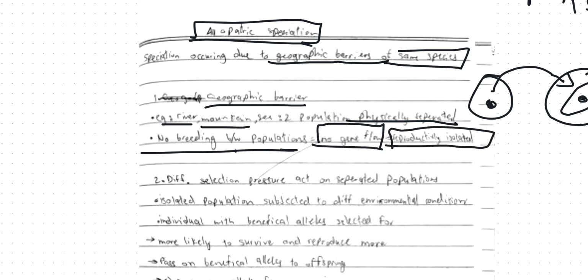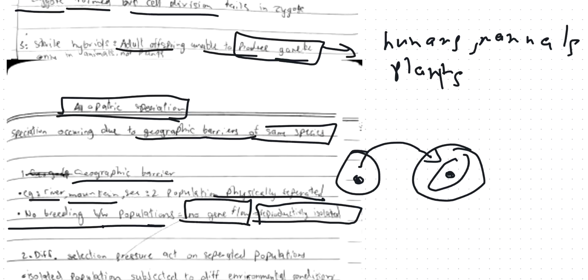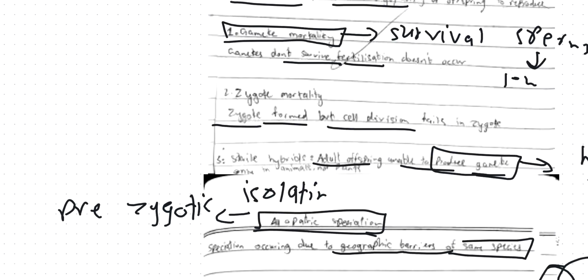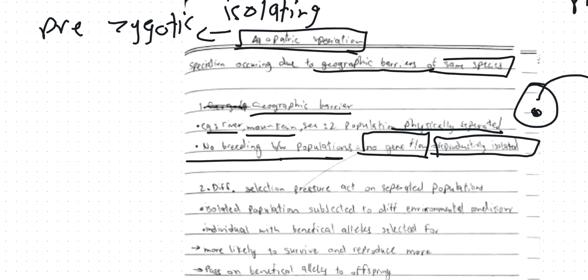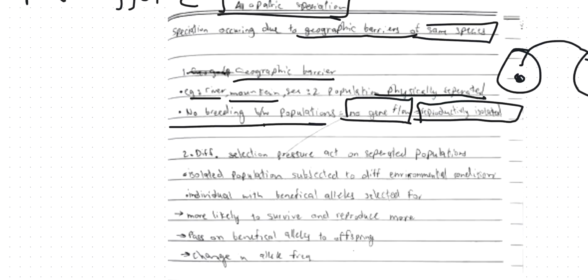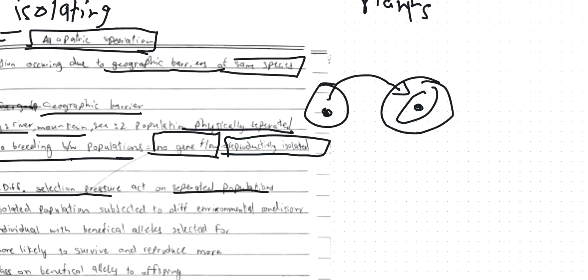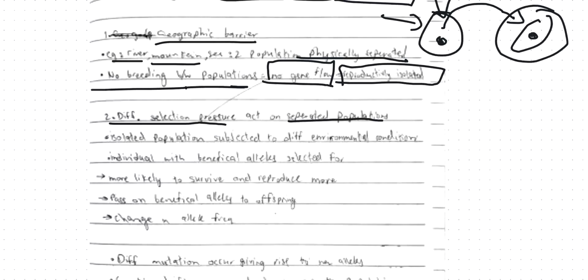And allopatric speciation, remember, is caused by a pre-zygotic isolating mechanism. And there will be different selective pressures acting on the separated populations. If these two populations are at different places, they will have different types of environment. Maybe this one would be hotter compared to this, or you'll have more sunlight. The point is they'll have different environmental conditions.